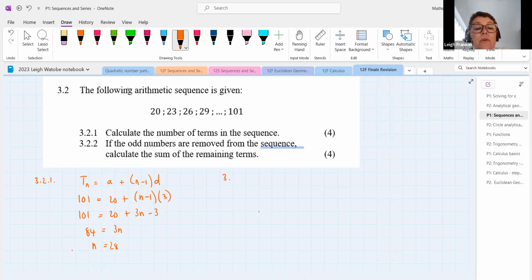Now, the real reason why we are doing this question, they say to us, if the odd numbers are removed from the sequence, calculate the sum of the remaining terms. There's two different ways that we could do this particular question. They want us to remove the odd numbers and calculate the sum of the remaining terms. So what do you think you would do in this particular question?